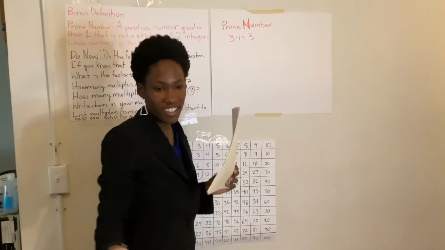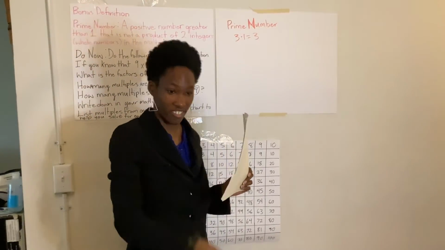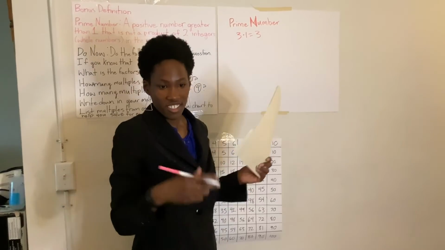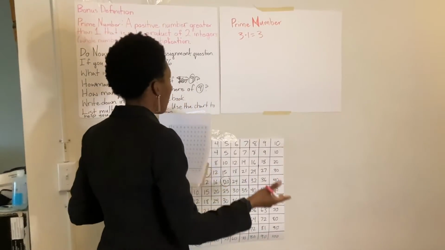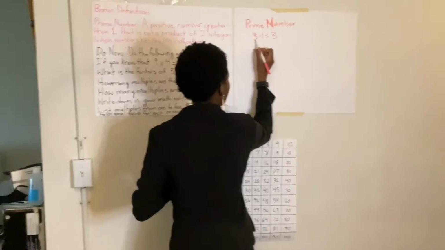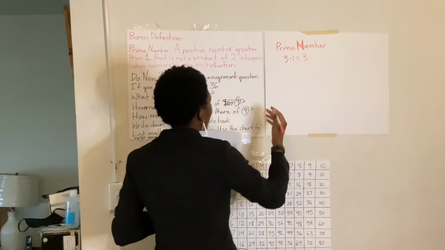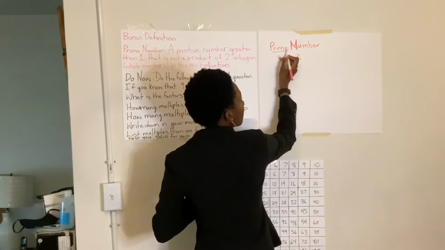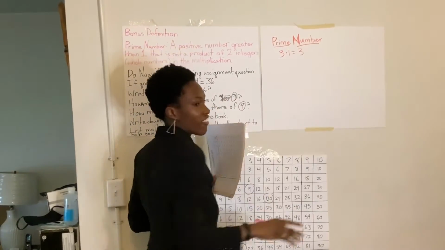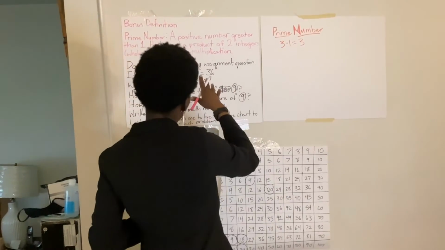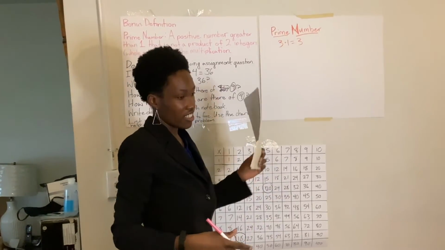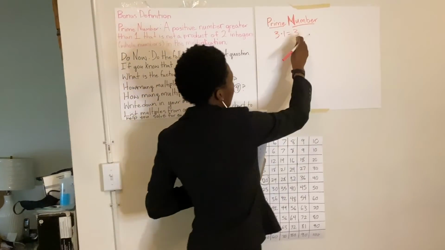Is there anything else that we can multiply to get 3? No, right? Obviously we only can do 3 times 1, and it's a factor 3. So this is considered a prime number when you don't have any other integers that can additionally go to 3.